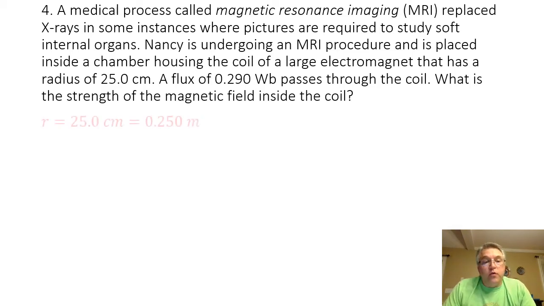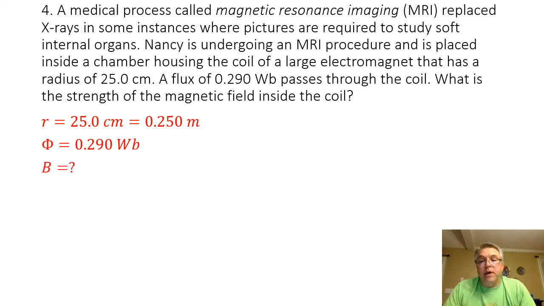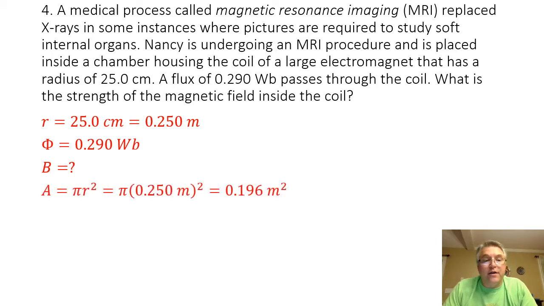We are given the radius of the coil, 25 centimeters. We do have to convert that to meters, so that's 0.250 meters. We are given the strength of the magnetic flux passing through the coil, which is 0.290 Weber. And we are being asked to find the strength of the magnetic field. I know I'm going to need to know the area of the coil of wire. So to find the area, I know I have to take the radius, square it, and multiply it by pi.